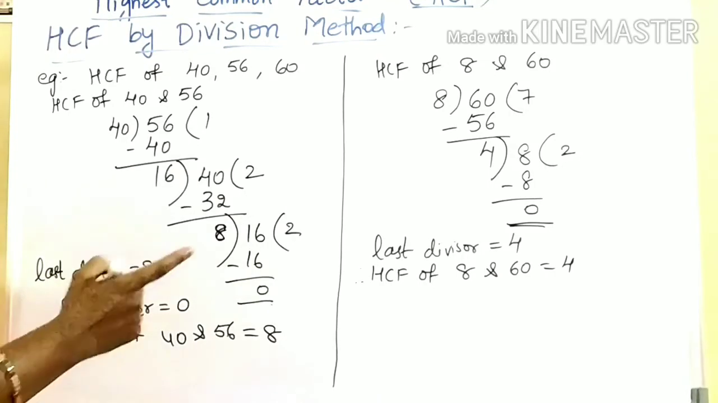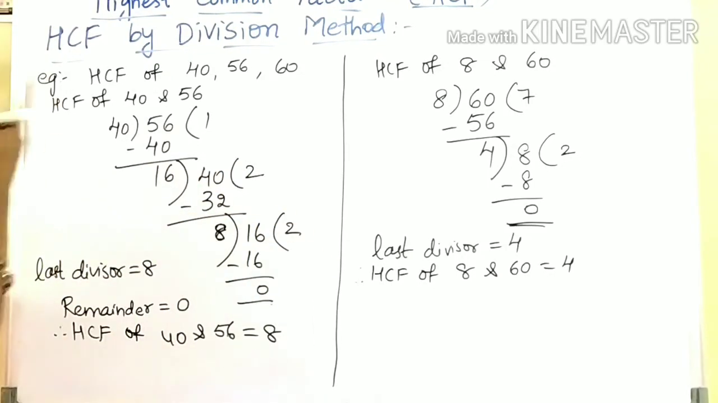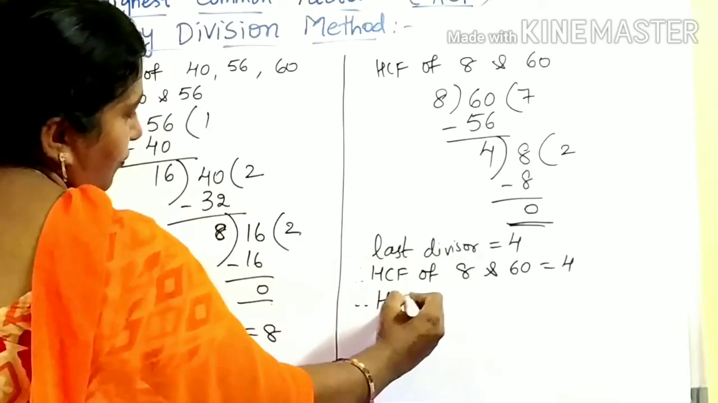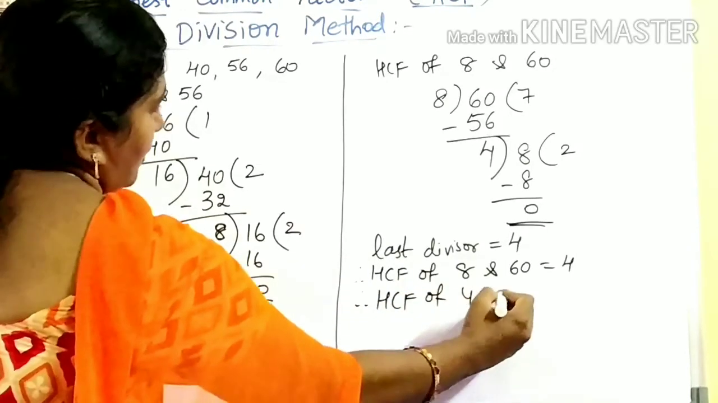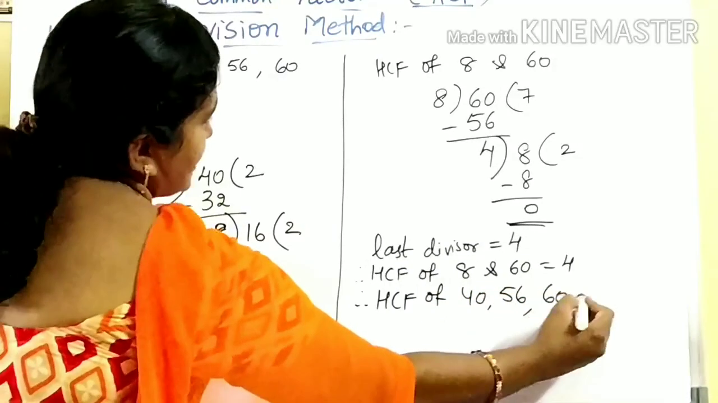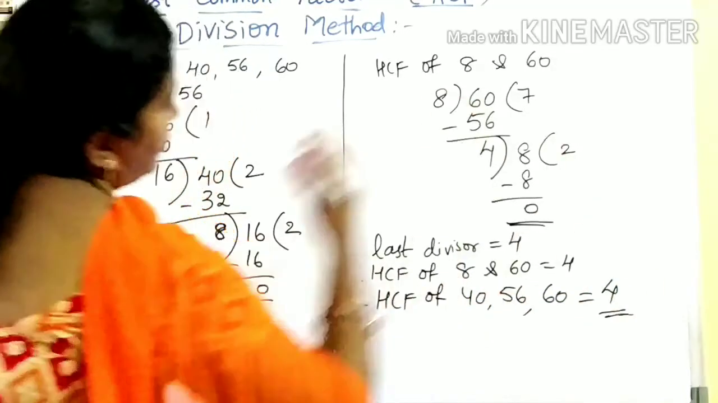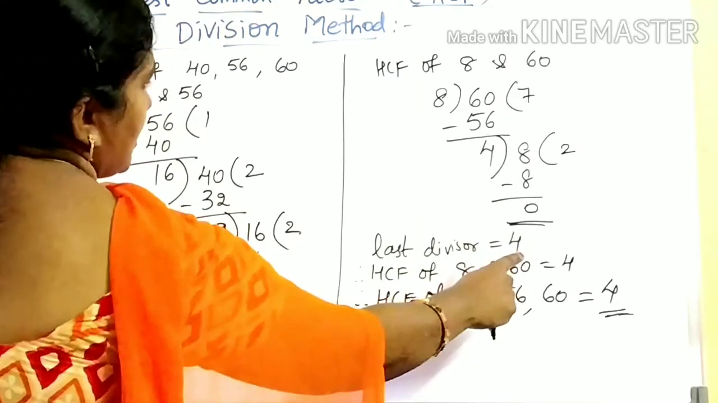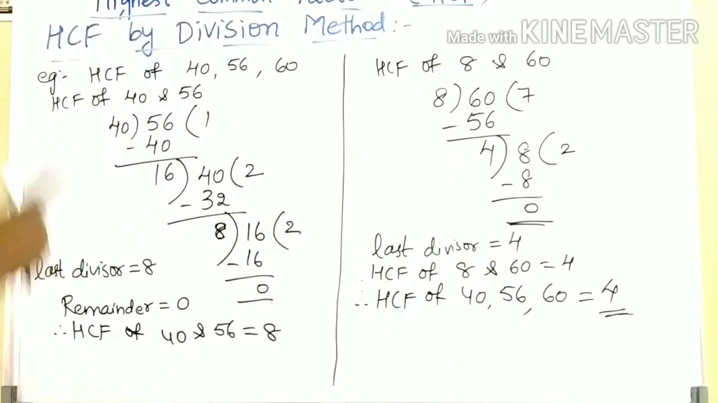This number 4 is the HCF of the given 3 numbers, right? Therefore, HCF of 40, 56 and 60 is nothing but 4. This is how you can find the HCF of 4 numbers also, again by taking this HCF and the fourth number using the same method.